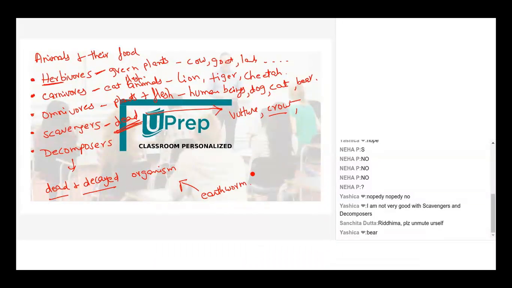Ma'am, can I ask something? Yes. Ma'am, I wanted to ask, do virus, bacteria, and fungus come in decomposers or do they come in scavengers? They do not fall under the animal kingdom. I told you, they are neither plants nor animals. But they are yet to be classified. They have still not been classified because they don't have any characteristics of either plants or animals. Okay.